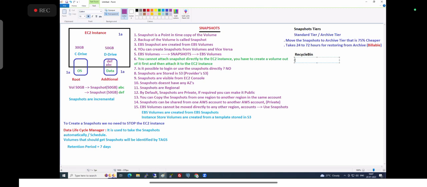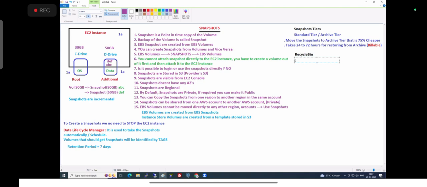No. So for that reason, guys, whichever snapshots you want in the recycle bin, you do it based on a tag. You have 100 snapshots and you put a tag, recycle bin equal to yes. Then in the recycle bin, you can create a retention rule saying that whichever snapshot has this tag, if someone deletes those snapshots only, put them in the recycle bin. The rest will not be in the recycle bin. Only selected snapshots will be in the recycle bin.